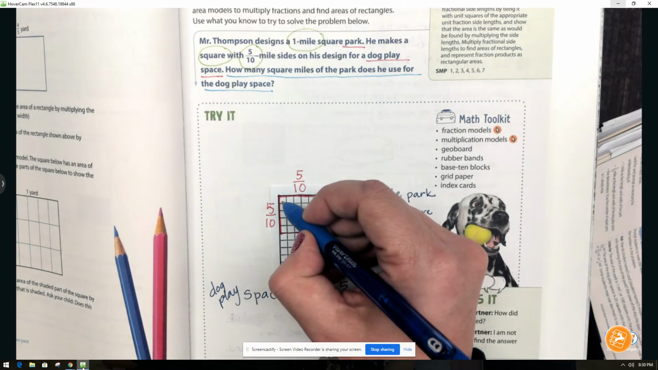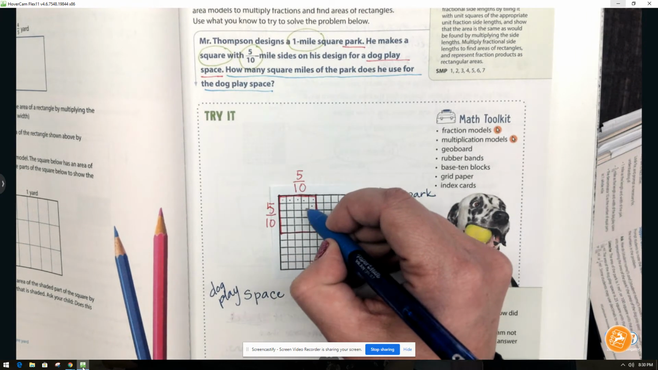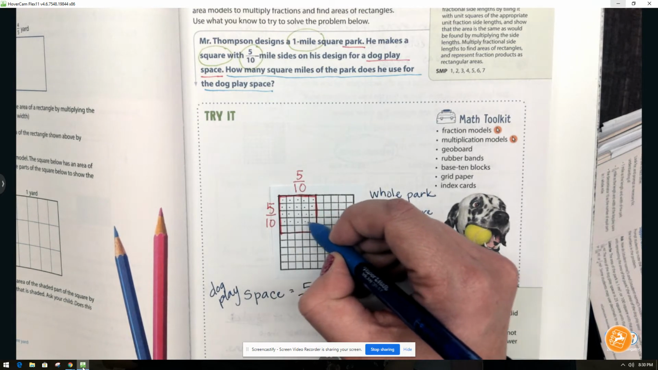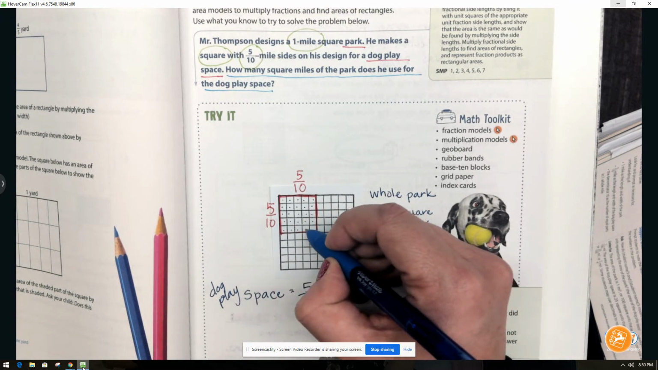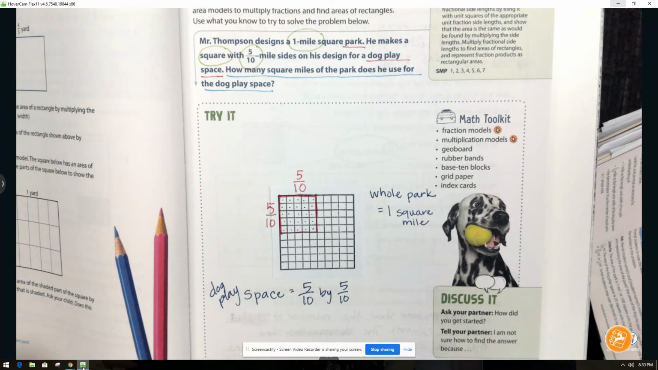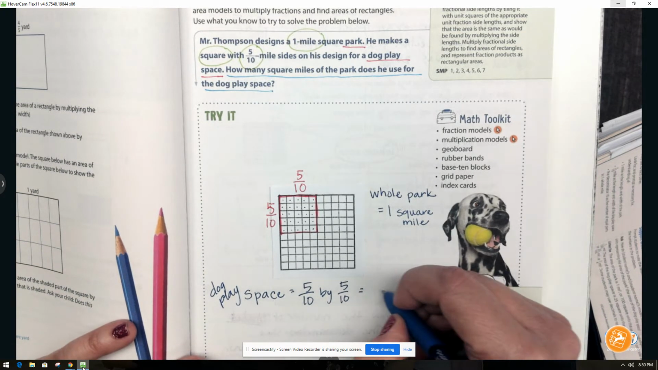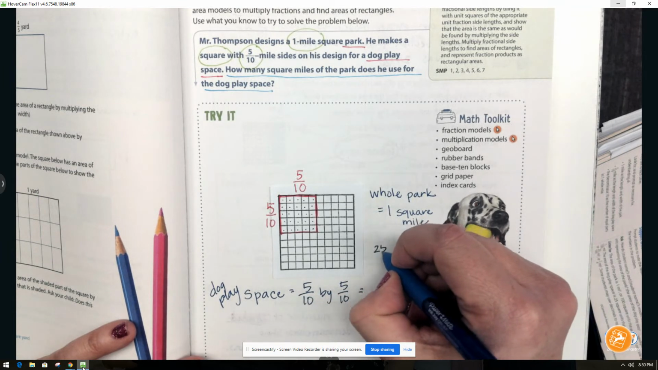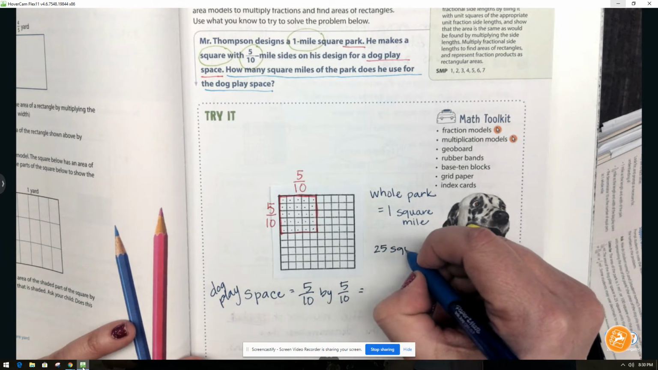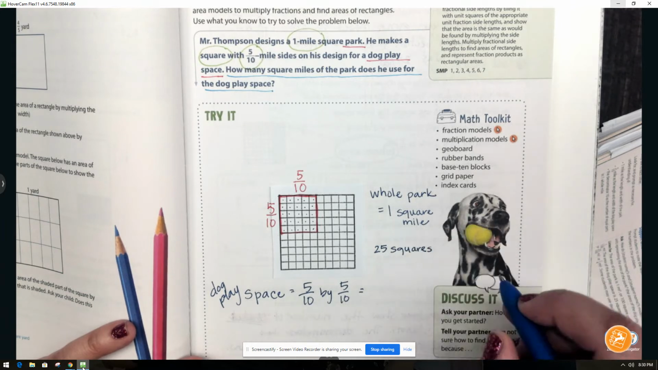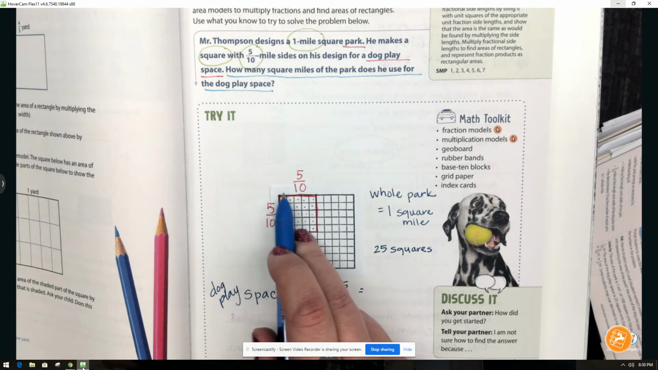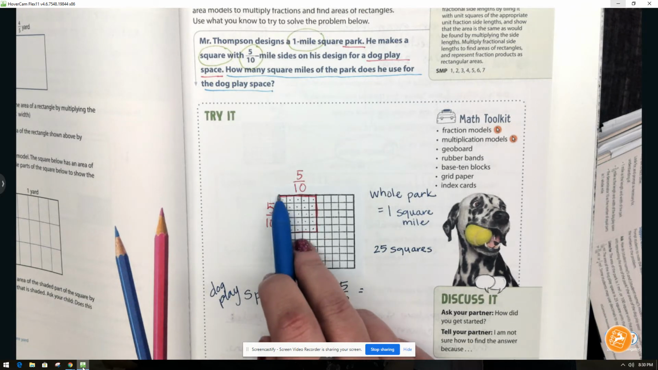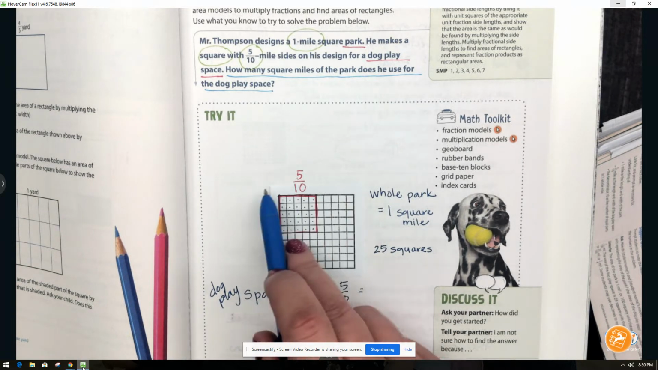And if we went through and counted how many squares fill in all of this space, we would have 1, 2, 3, 4, 5, 6, 7, 8, 9, 10, 11, 12, 13, 14, 15, 16, 17, 18, 19, 20, 21, 22, 23, 24, 25. So we can see that we have 25 squares. Now, one of these squares is worth how much? What is the value of one square when we have a hundredths grid?